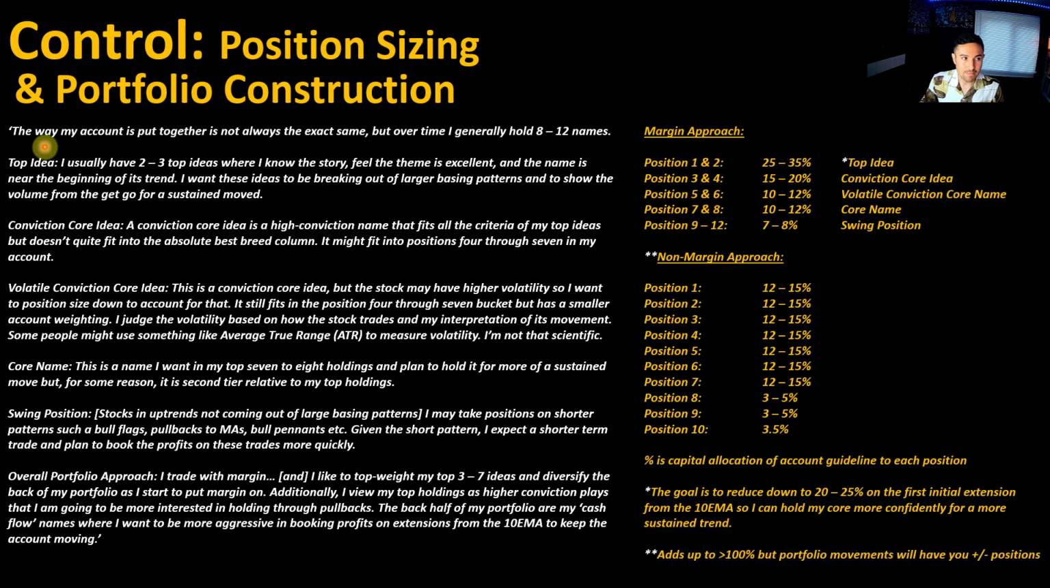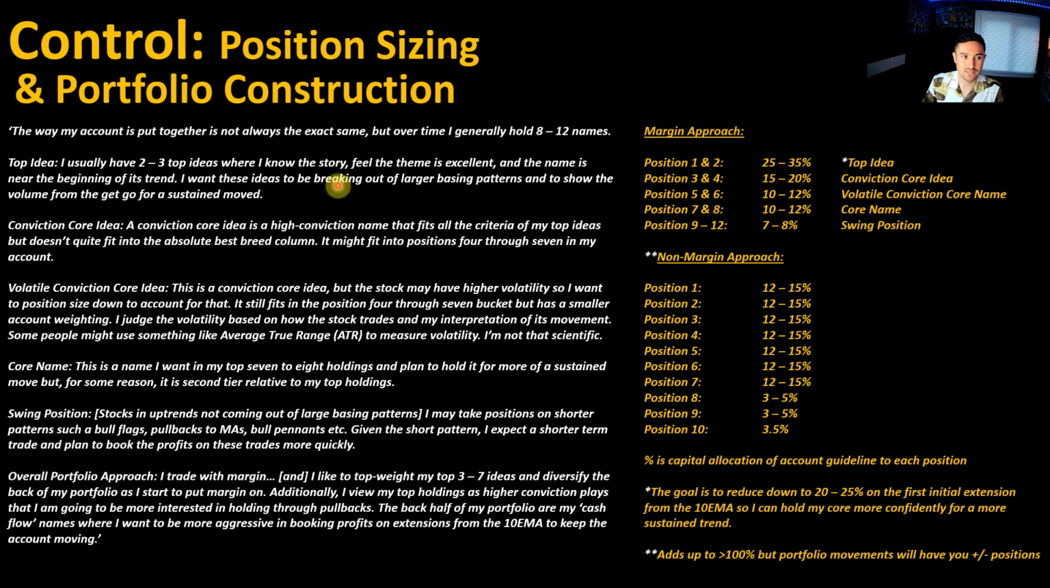So the way my account is put together is not always the exact same, but over time I generally hold 8 to 12 names, and you should have a very good idea of what those 8 to 12 names are. Now Oliver splits those into different kinds of ideas he has and then weights them differently as well. So top idea, I usually have 2 to 3 top ideas where I know the story, feel the theme is excellent, and the name is near the beginning of its trend.